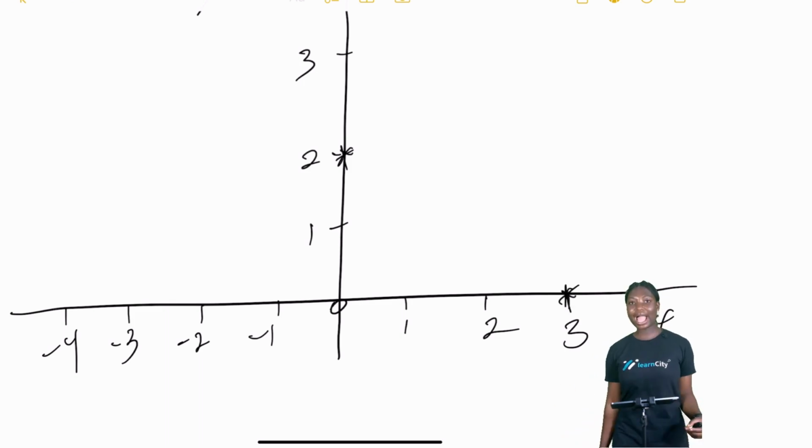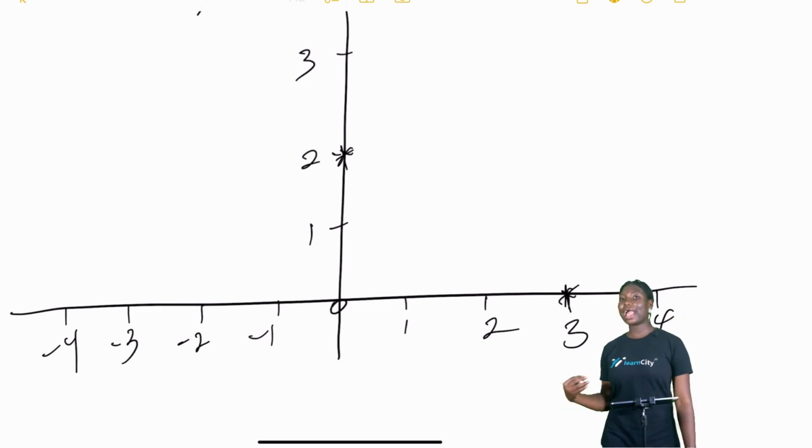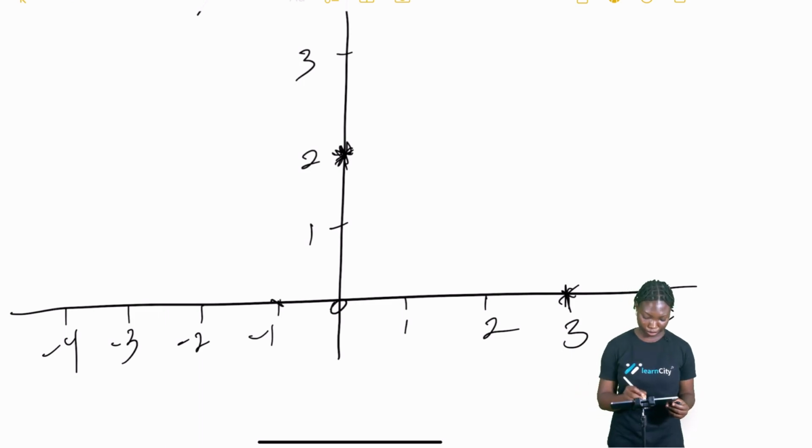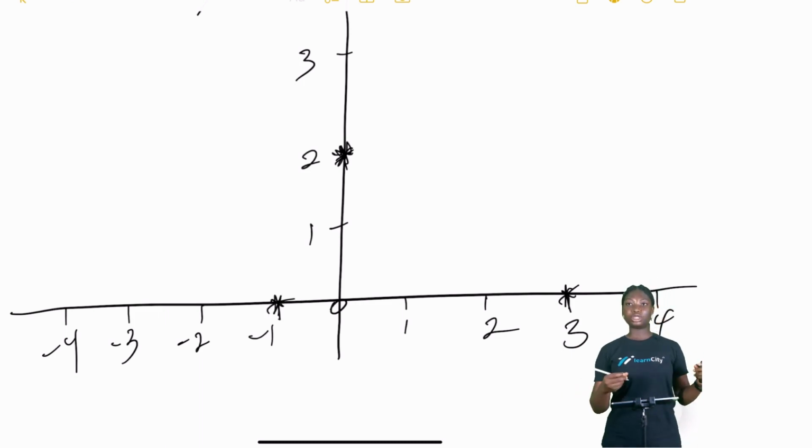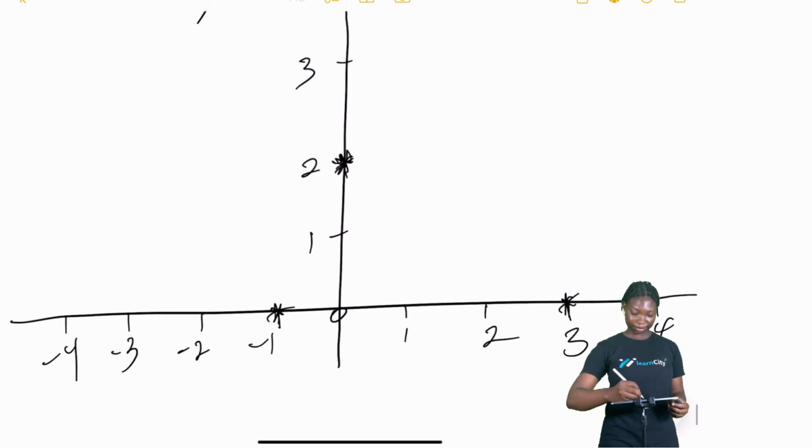Now, where we have (0, 2), where x is 0, y is also 2 again. And where y is 0, x is minus 1. So then we join the lines together.